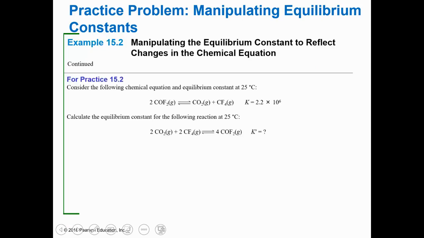Okay, let's just do one more together. So here we see that the reaction is flipped because here's our COF2 as a reactant. On this side, it's a product, but it's also doubled. So I'm going to do 1 over K, then I'm going to square K. All right, so I'm going to do 1 divided by 2.2 times 10 to the 6, but I'm going to square that value. And so I've got 2.0, really 2.1 times 10 to the negative 13 now.